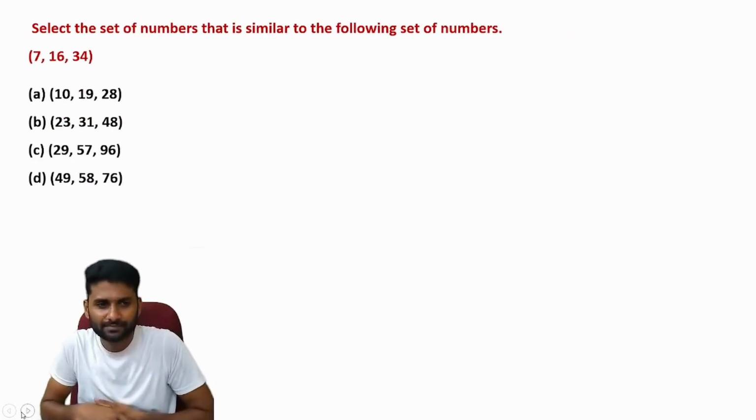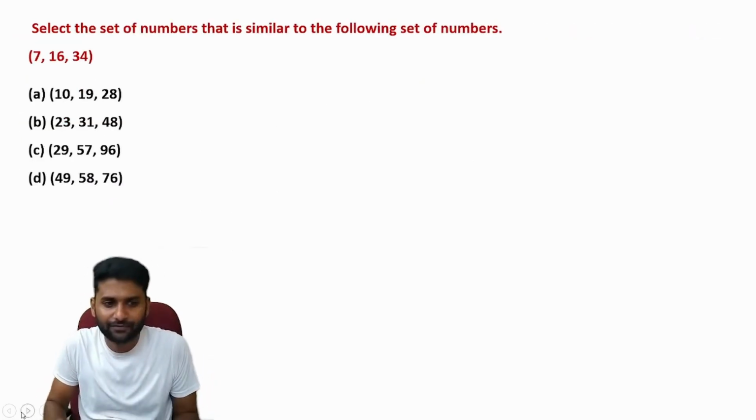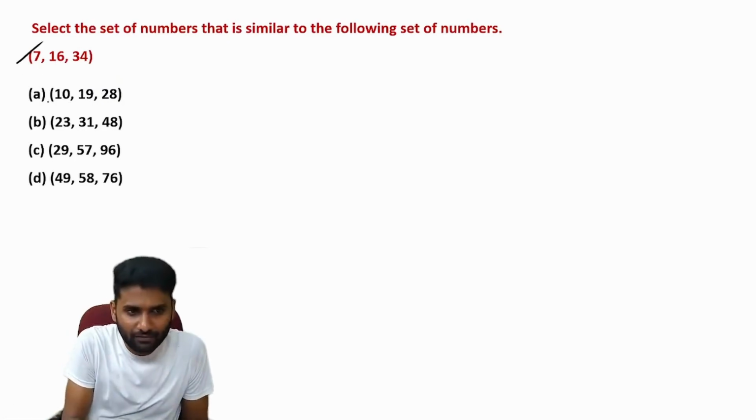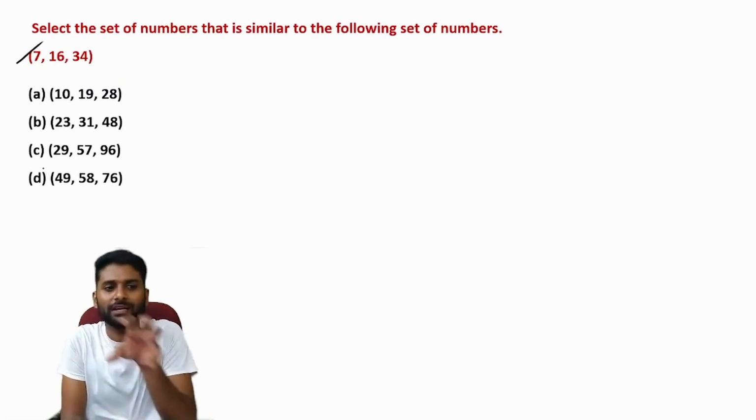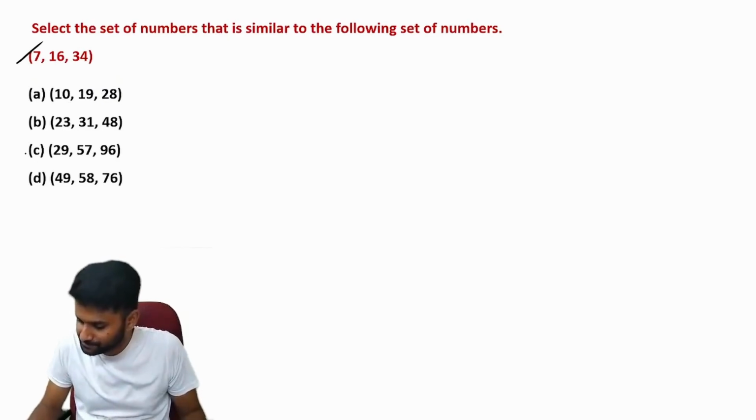Next. Find the relation here. 7, 16, 34. Identify the relation, and one of the options is also related by the same relation. Now go through this.